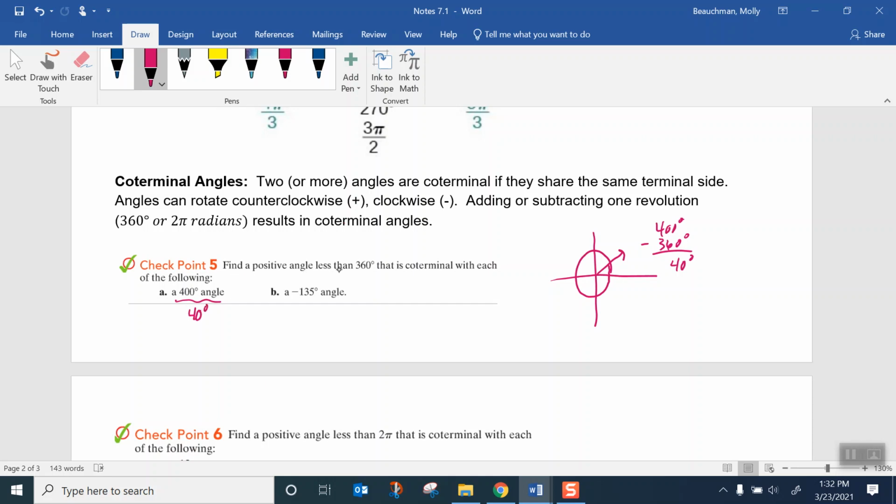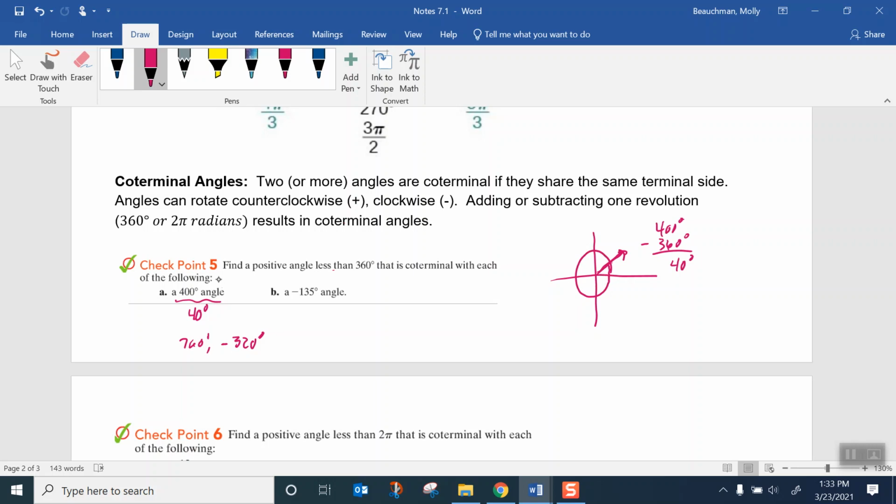So we want to find a positive angle less than 360 that's coterminal. Okay? So if we kept going around and around, if we wanted another angle that's coterminal that didn't necessarily have to be, we could add 360. So 400 plus 360 is 760 degrees. That's also coterminal. Or we could subtract 360 again and get negative 320 degrees. So there are an infinite number of angles that are coterminal. We just keep going around and around the circle, either clockwise or counterclockwise.